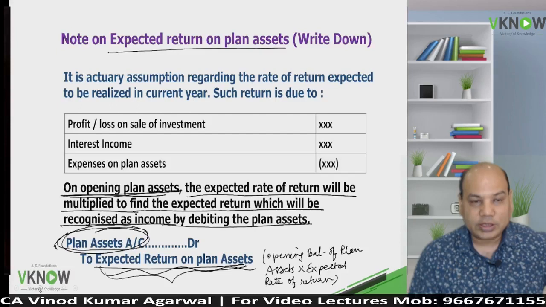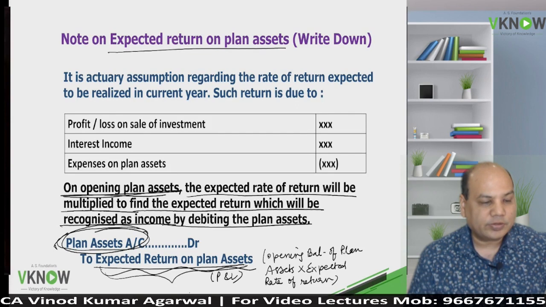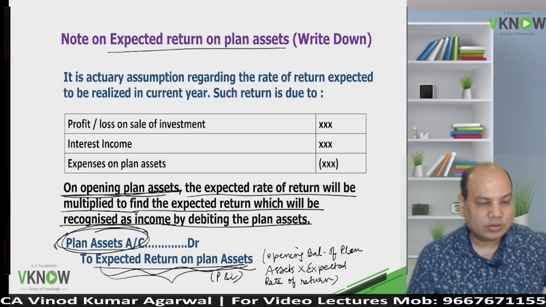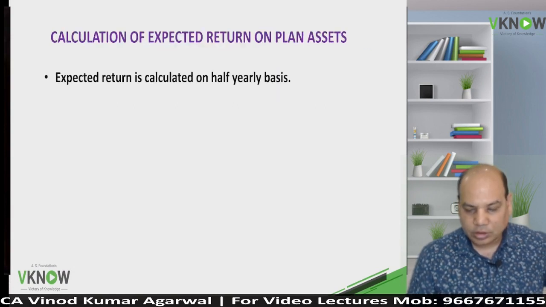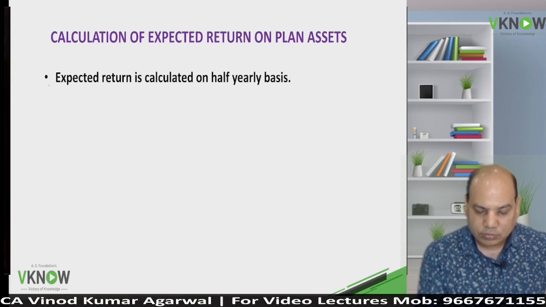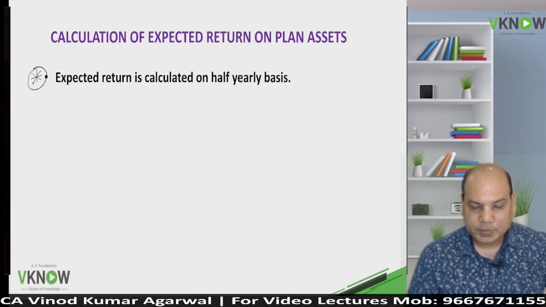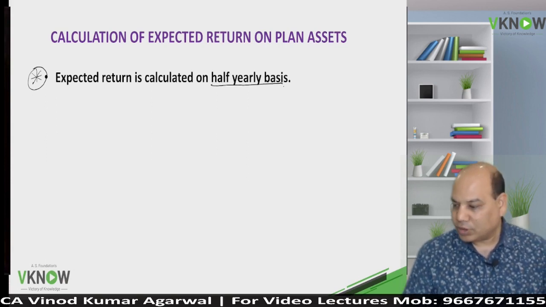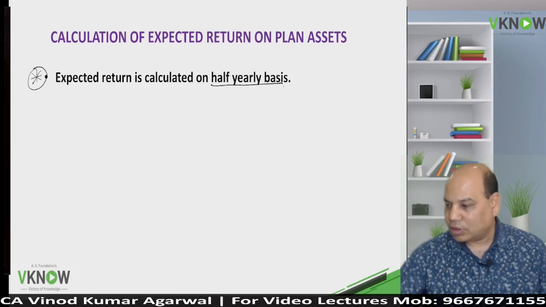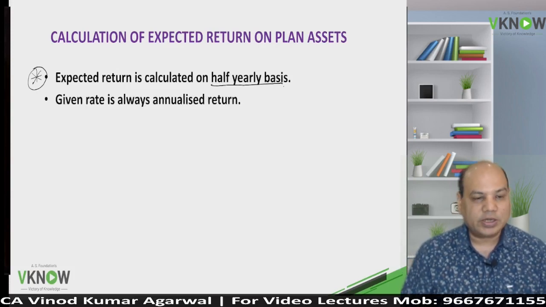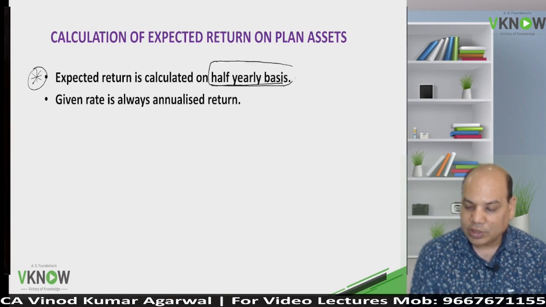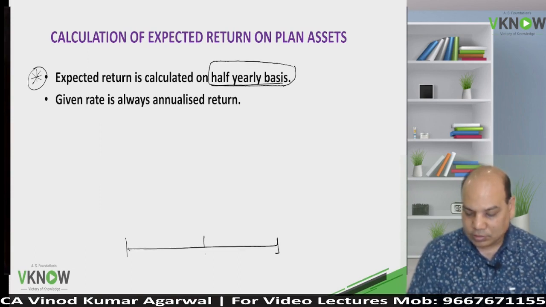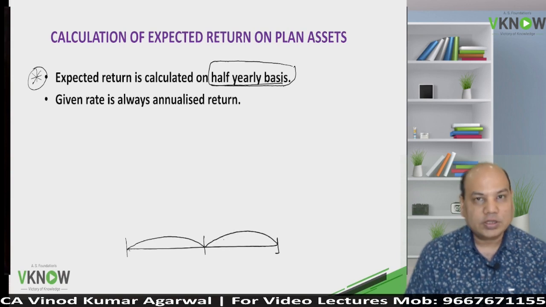So this expected return, where will you transfer it? This expected return will be transferred to profit and loss account. Next point, write down, one very important point: expected return is calculated on half yearly basis. Underline it. That means compounding is done half yearly.